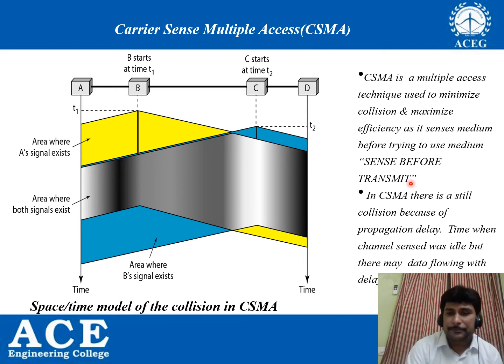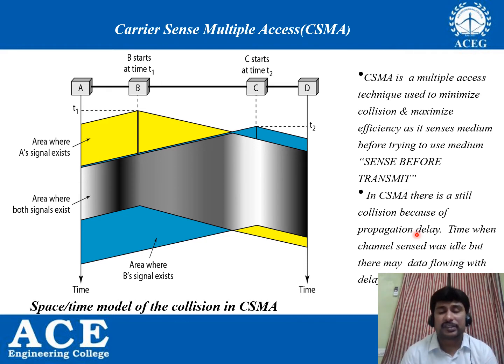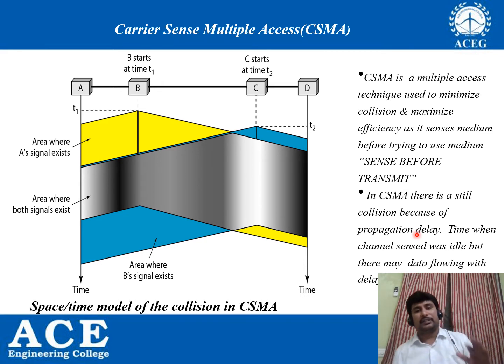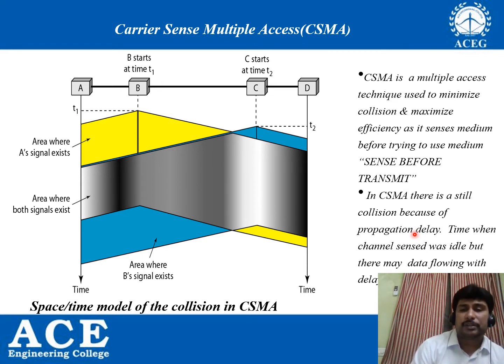In CSMA, there is still collision because of propagation delay. When you sense a channel, it might be free, but some other device might have already sent data in the past that is still traveling, arriving at a later time, and at some point these two frames will collide and we will have a collision.